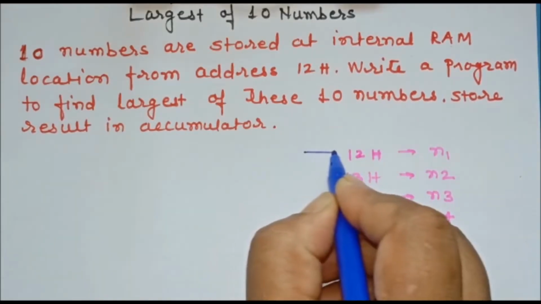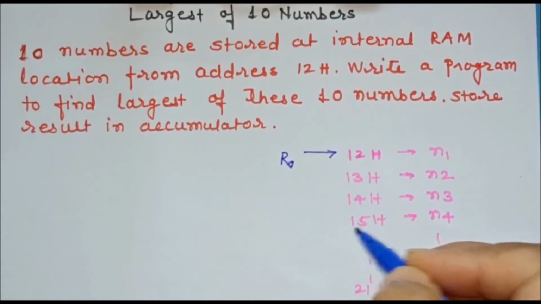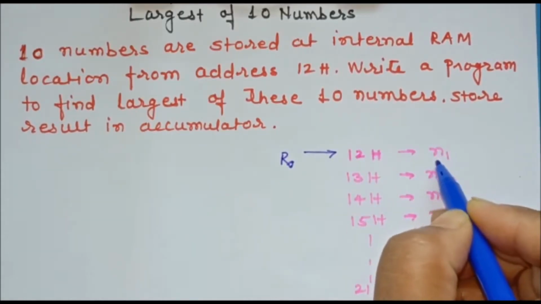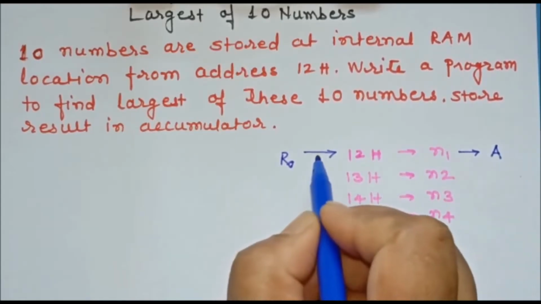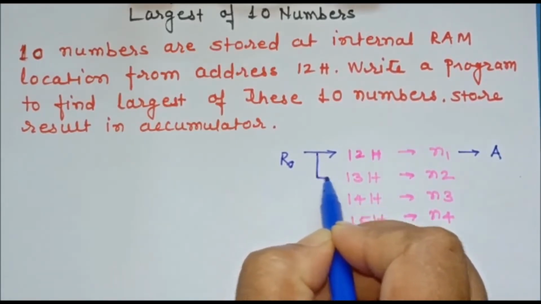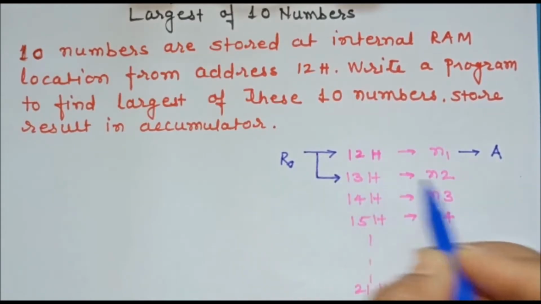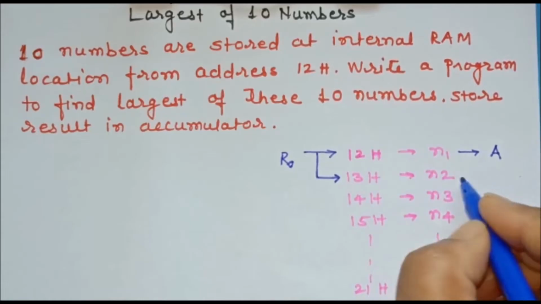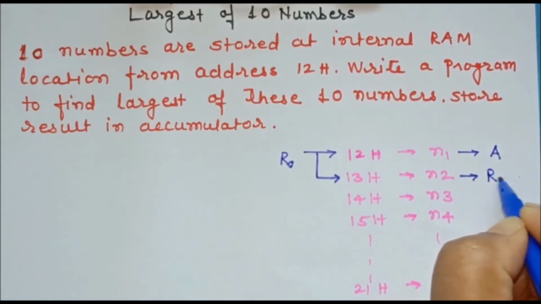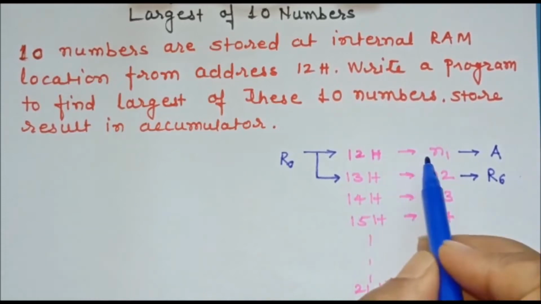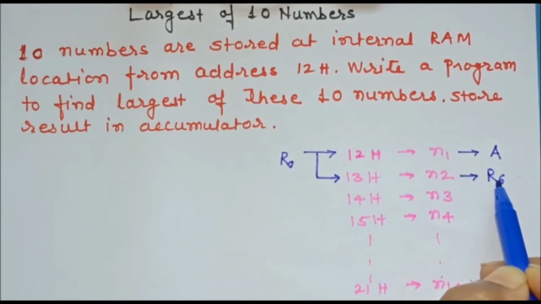So for that, use R0 as a pointer to first memory location. We'll read this number N1 and store it in accumulator. Then we'll increment R0, so R0 will point to next memory location 13H. We will read this number N2 and store it in any register, for example say R6. So first number is stored in accumulator and second number is stored in R6.